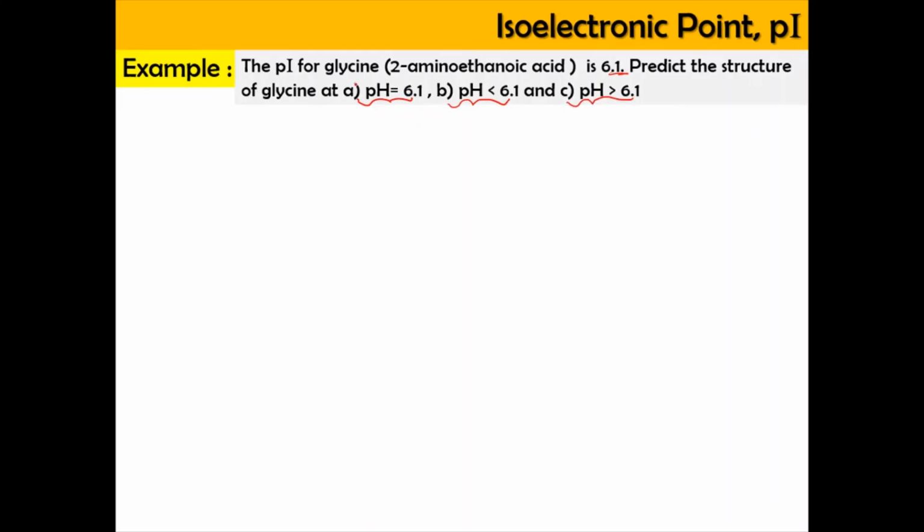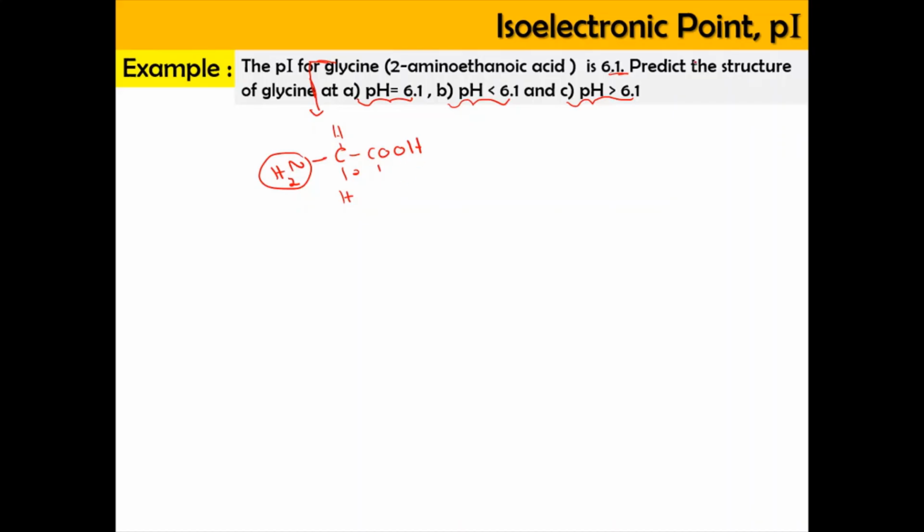Okay, so for glycine, if you were to draw the structure, okay, so glycine is going to have 2-aminoethanoic acid. So you're going to draw ethanoic acid first, which is 2 carbons, and then carbon number 2 is going to be attached with an amino group. Okay, 1 and 2, and then hydrogen here. Okay, so this is your glycine.